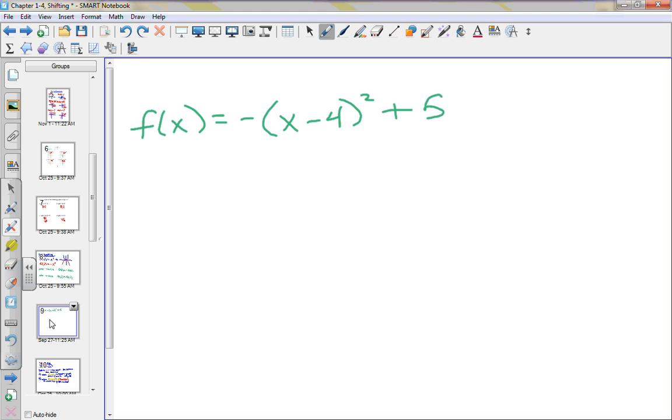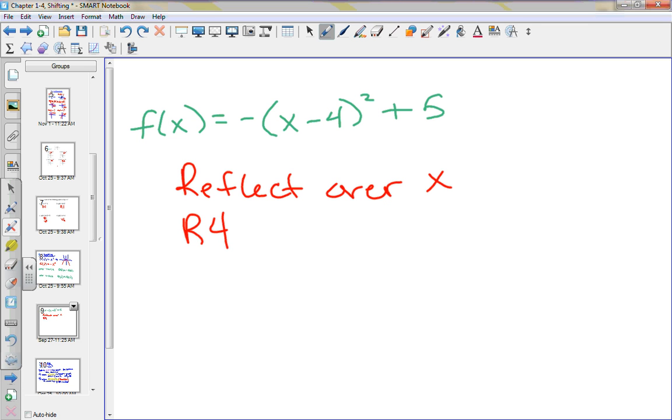Okay? Now, from left to right. We already talked about that part. We good? From left to right, what's happening to this thing? What's the negative do? Reflects positive. It reflects it where? Over the x. What's the 4 do? To the right 4. What's the 5 do? Up 5. Do we all understand that, yay or nay? You good? It's more verbal. Are we good?